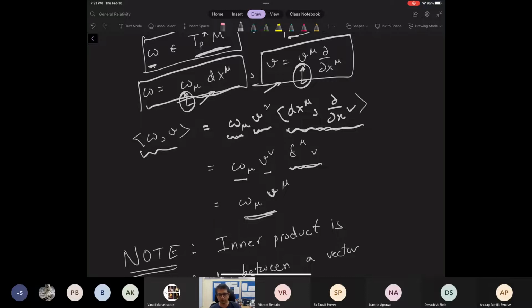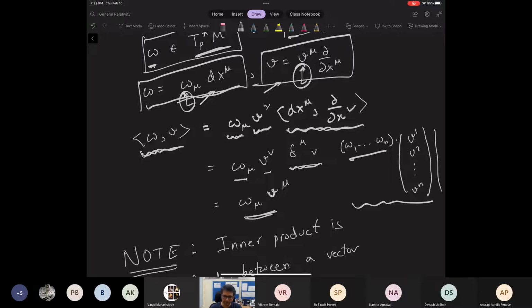So one way to think about this inner product is to arrange the v^mu's as a column vector, v^1 through v^n. This is just a way to picture what is going on. And I can picture the dual vector as a row vector, omega_1 through omega_n. The dot product of these two is simply the matrix product of this row vector with this column vector. This row vector and column vector live in different spaces. The row vector describes a vector in the dual vector space. The column vector describes a vector in the vector space T_P M.